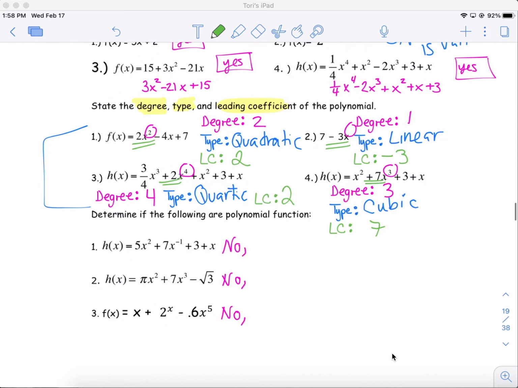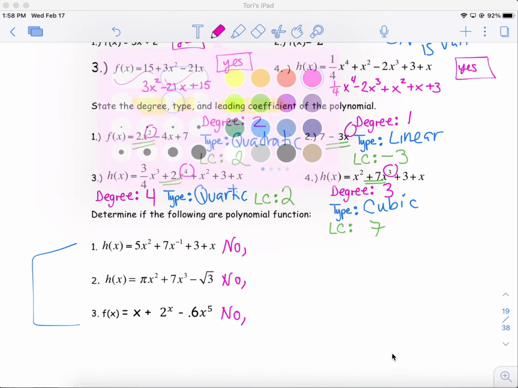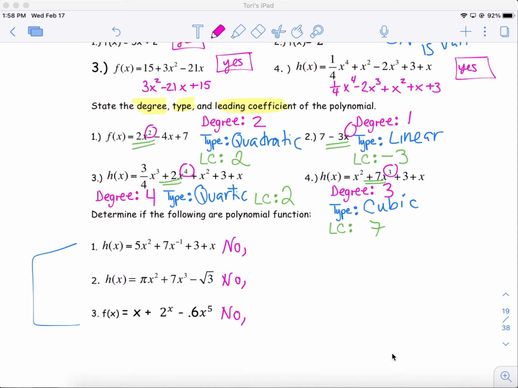All right, last part, we are going to move down to here. All of these are no's. I want to focus on the why, like tell me why it's not. So on problem 1, you are not allowed to have negative numbers for exponents. So you can't have negative exponents.